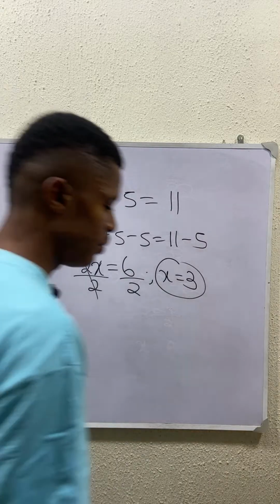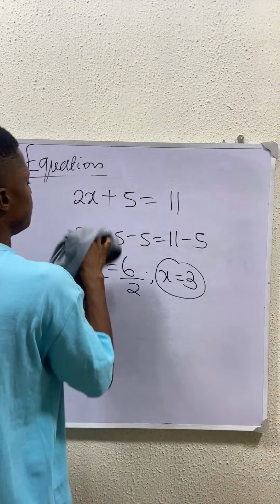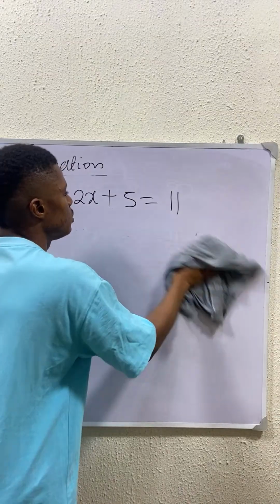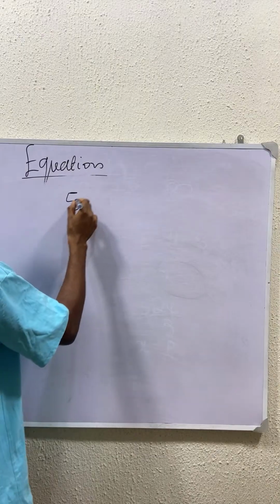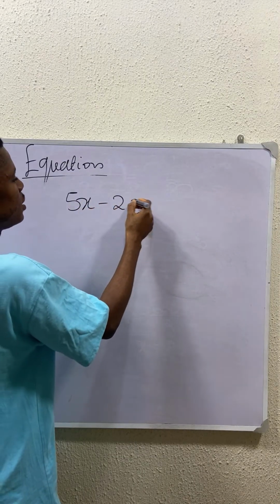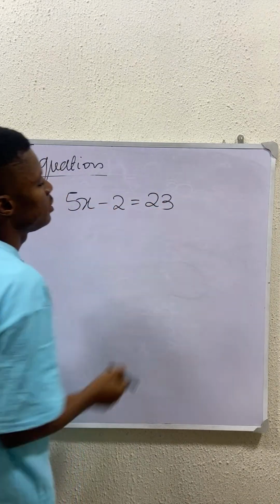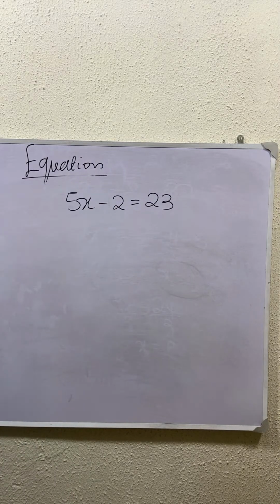So this is the value for x. So let's look at the next one. We have 5x minus 2 is equal to 23. Give it a try and drop the answer in the comments.